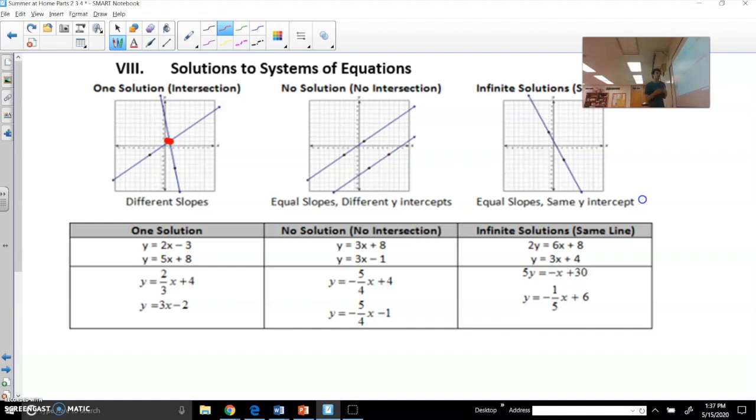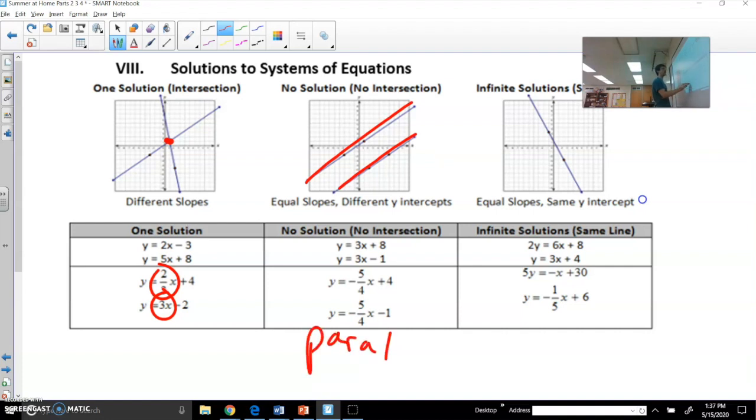Really, you're looking for different slopes. Are the slopes going to be different, which is going to force their angles to run into each other or intersect eventually in the coordinate plane? But what if their slopes were the same? What if they were what we call parallel?